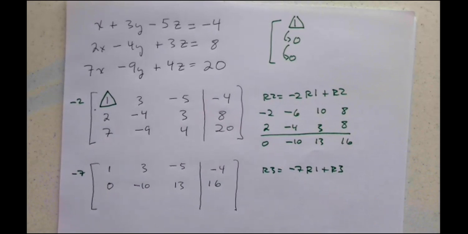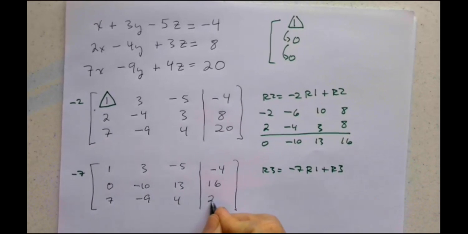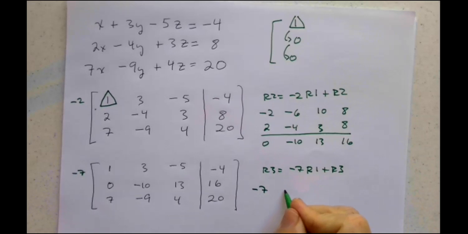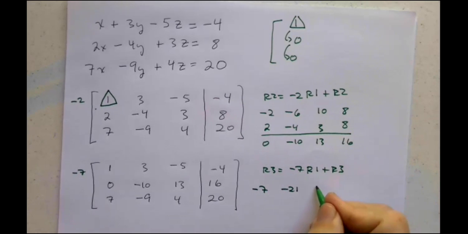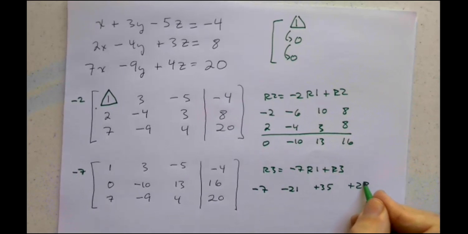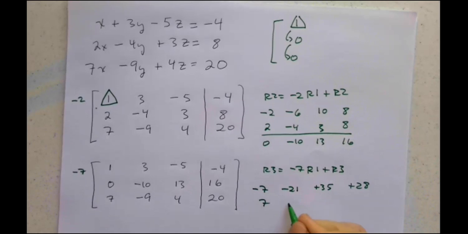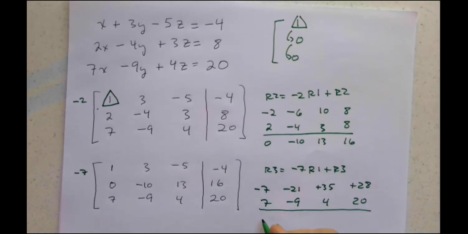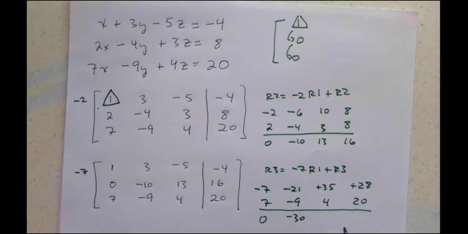What is -7 times row 1? I haven't written down row 3. I guess I should put it in there, my old row 3: 7, -9, 4, 20. -7 times 1 is -7. -7 times 3 is -21. -7 times -5 is +35. -7 times -4 is +28. Add that to 7, -9, 4, 20. And what do I get? You get 0, -30, 39, 48.